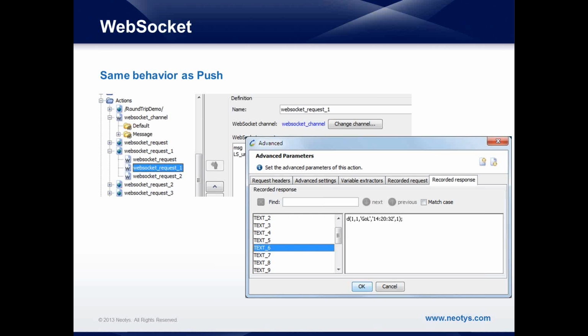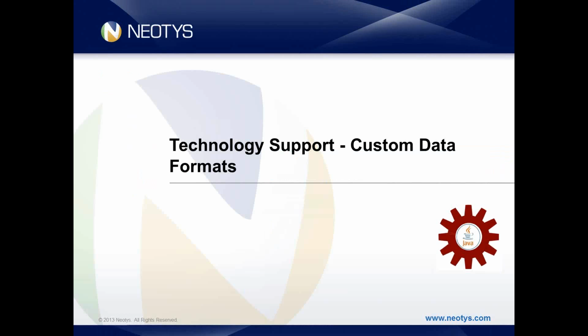You can see a screenshot where the full response is recorded in NeoLoad, and it is broken down into different categories. You can see text 2, 3, 4, 5. This is all the information coming from the WebSocket tunnel.